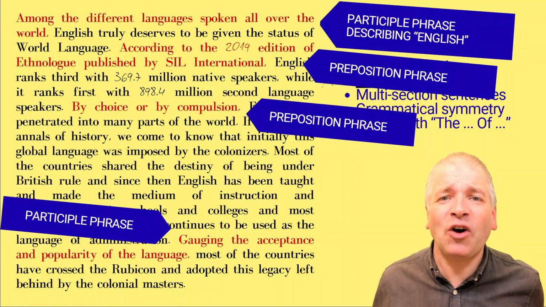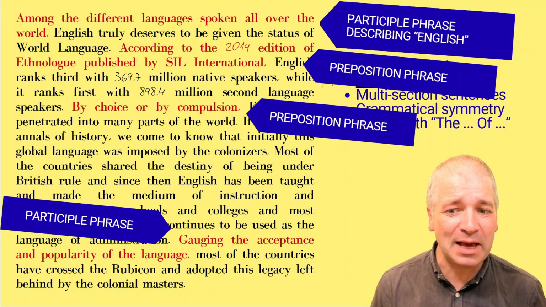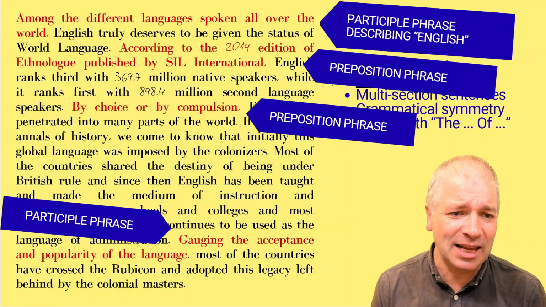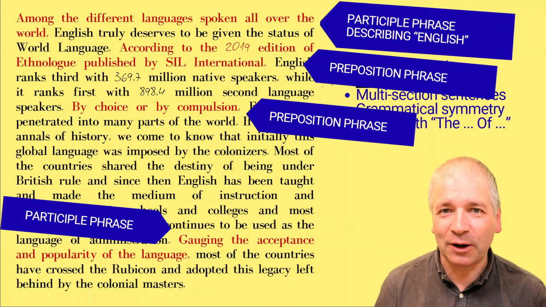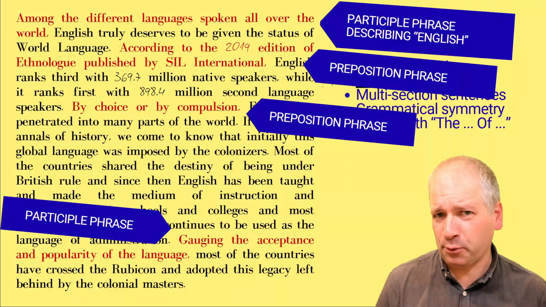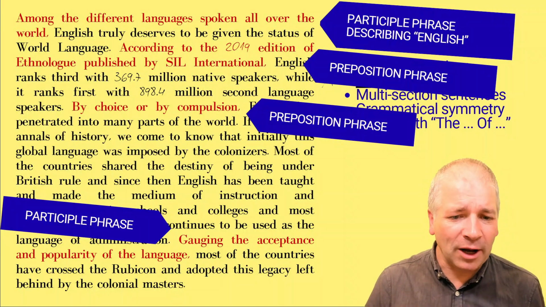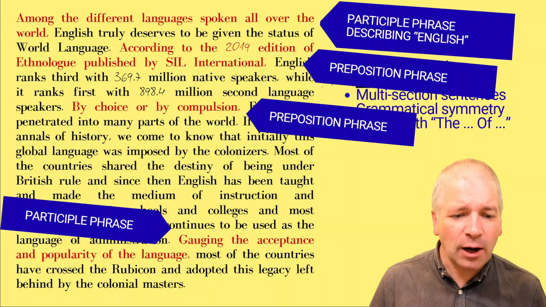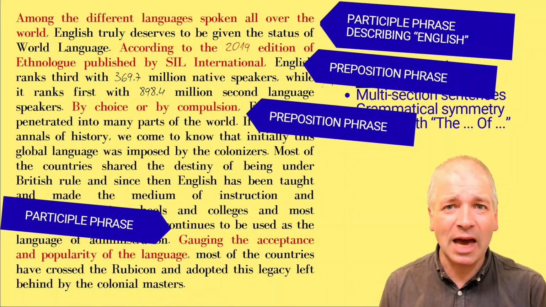We use different types of phrase to achieve this. We have a participle phrase describing English at the beginning, among the different languages spoken. So spoken is the participle. Then the next 2 examples in red are preposition phrases, or sometimes called prepositional phrases: according to, or by choice, or by compulsion. And then the last one is another participle phrase. This time it's a present participle, gauging.